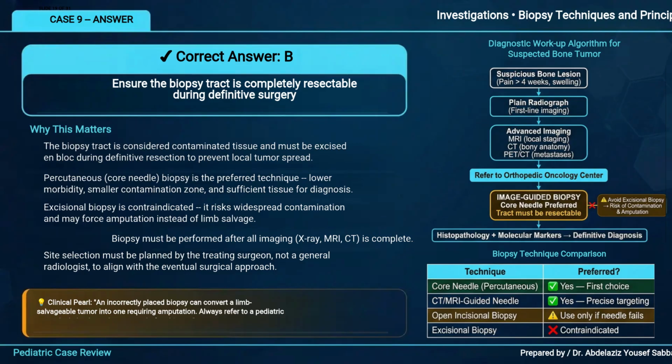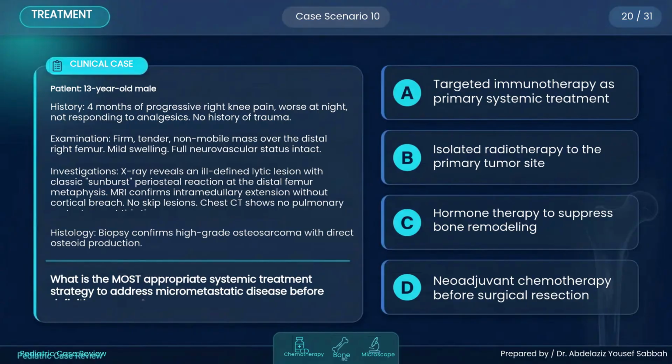An incorrectly placed biopsy can convert a limb-salvageable tumor into one requiring amputation. Always refer to a pediatric musculoskeletal oncology center before biopsy. Case 10. A 13-year-old male presents with 4 months of progressive right knee pain, worse at night, not responding to analgesics. No history of trauma. Examination reveals a firm, tender, non-mobile mass over the distal right femur with mild swelling.